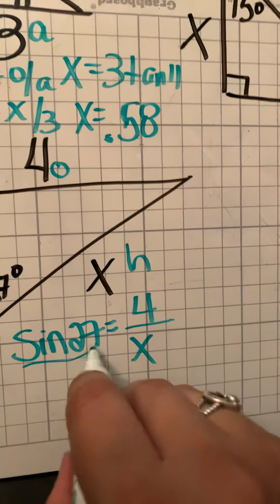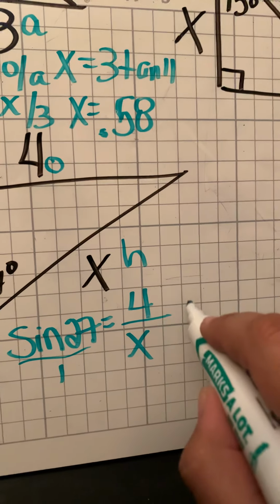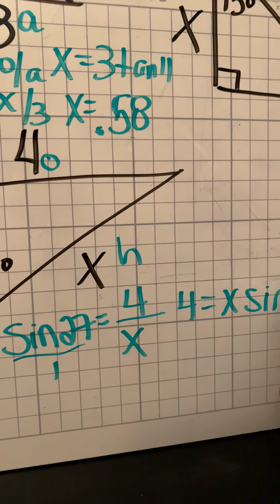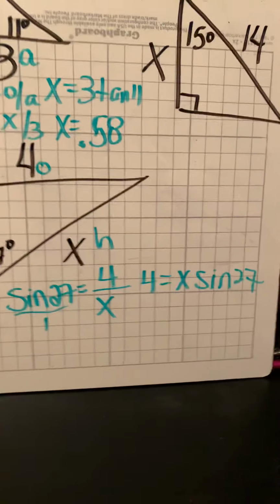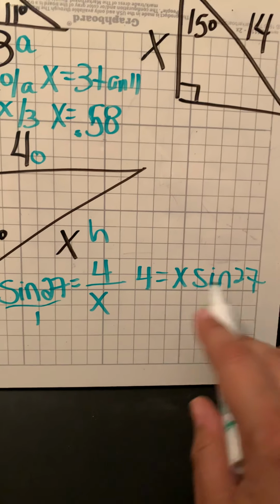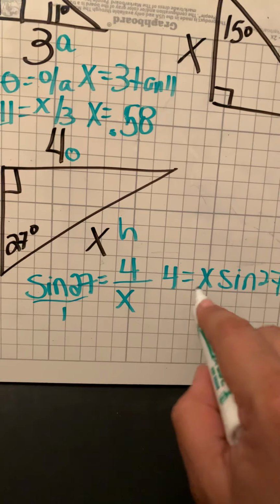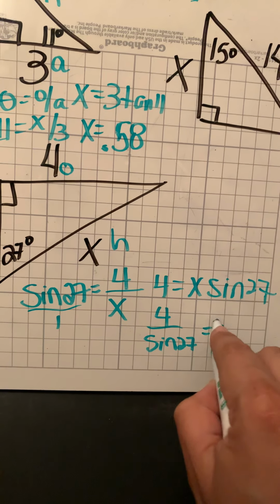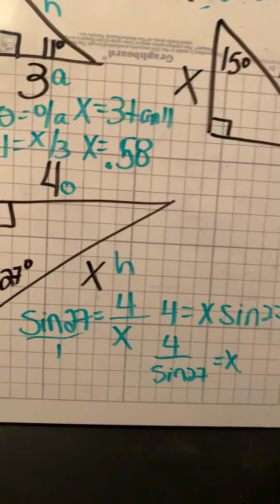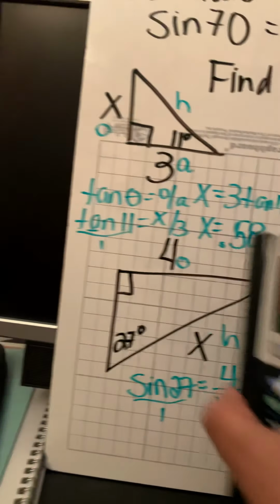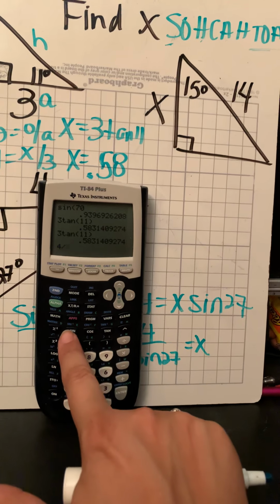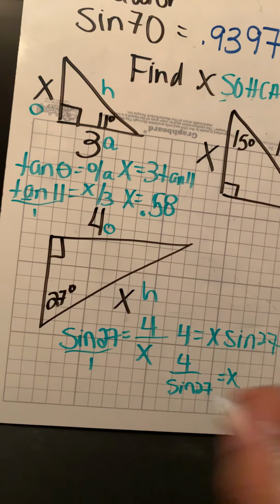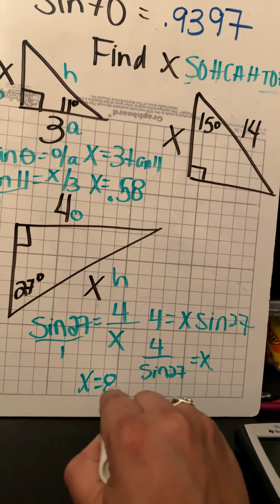Cross multiply. So stick that over 1. 1 times 4 is 4 equals x times sine 27, x sine 27. Okay, now people always ask, what do we do to get x by itself? Instead of multiplying 4 times sine, I'm going to divide. So I'm going to take 4 divided by sine 27 equals x. Okay, so in your calculator, 4 divided by sine 27. And you get 8.8. So x equals 8.8.